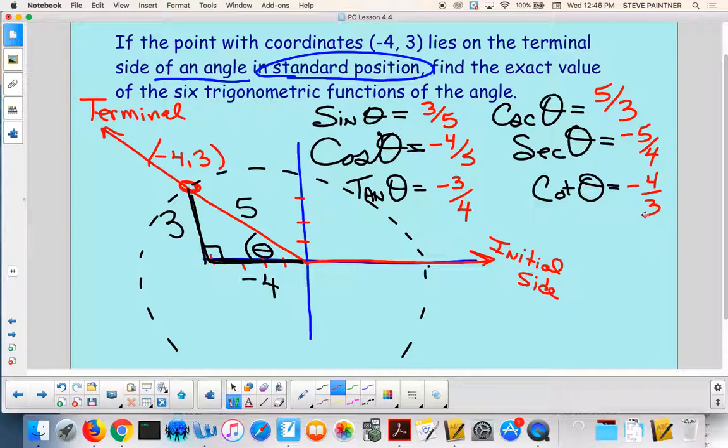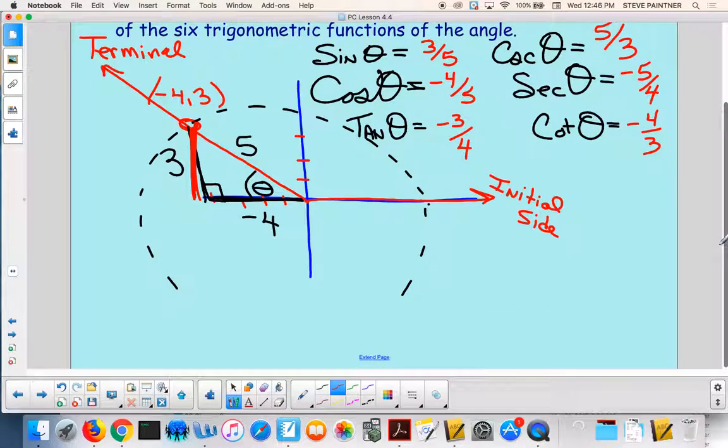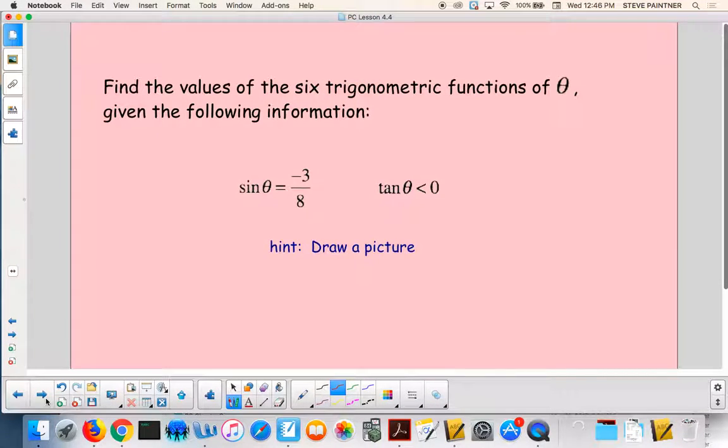Do you guys understand why sine is positive? Why? No, don't say the quadrant stuff. Say because y was positive. If y is positive, sine will be positive, right? That's why. Okay, I know you said all students take calculus, but that's why. It's the y value is positive. Okay? Good? All right.